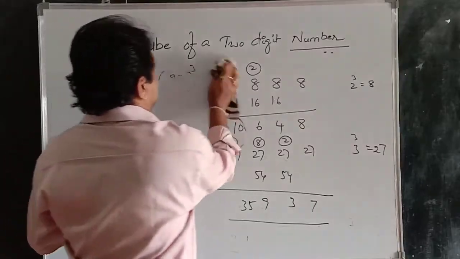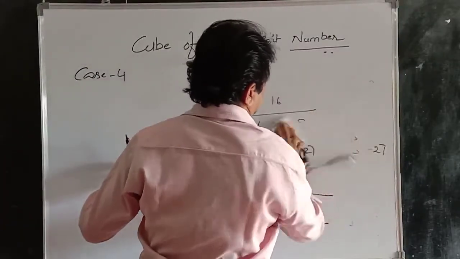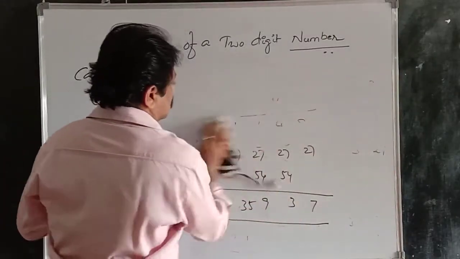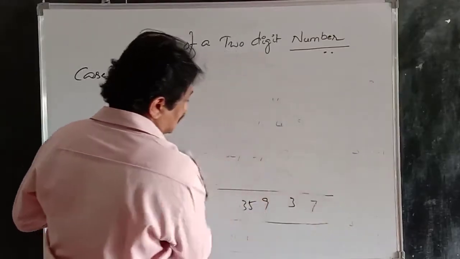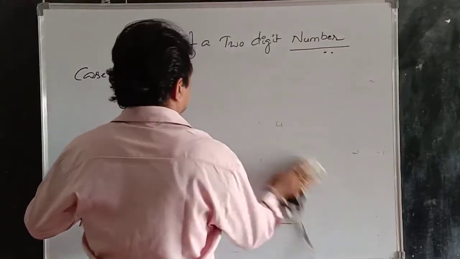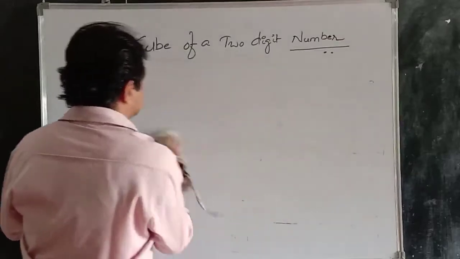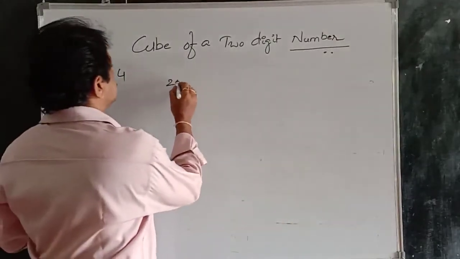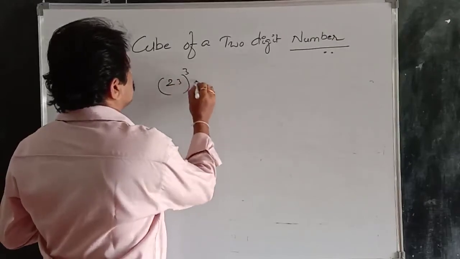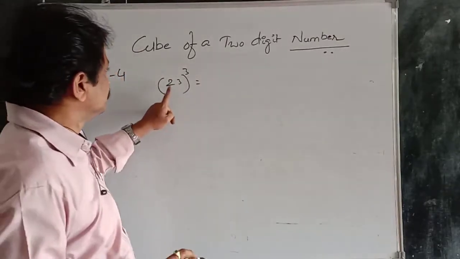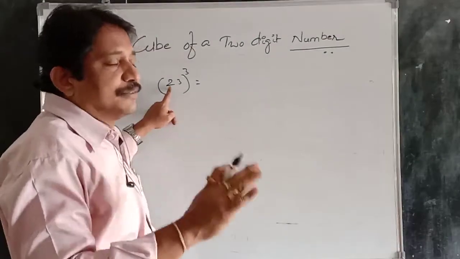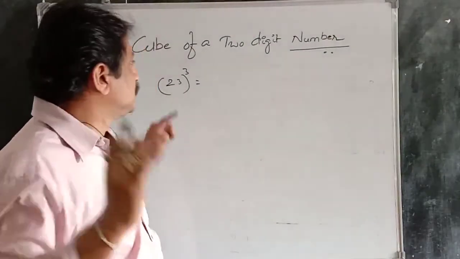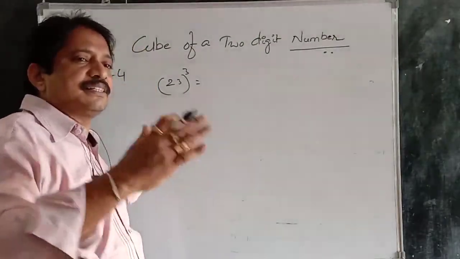Now come to the next case, case 4. When the digits are different, what you have to do? Maybe 23, maybe 34, maybe 24, maybe 53. A lot of permutations are there. So now let's take 23 cube. Here the power of 2 decreases by 1 unit and the power of 3 increases by 1 unit.